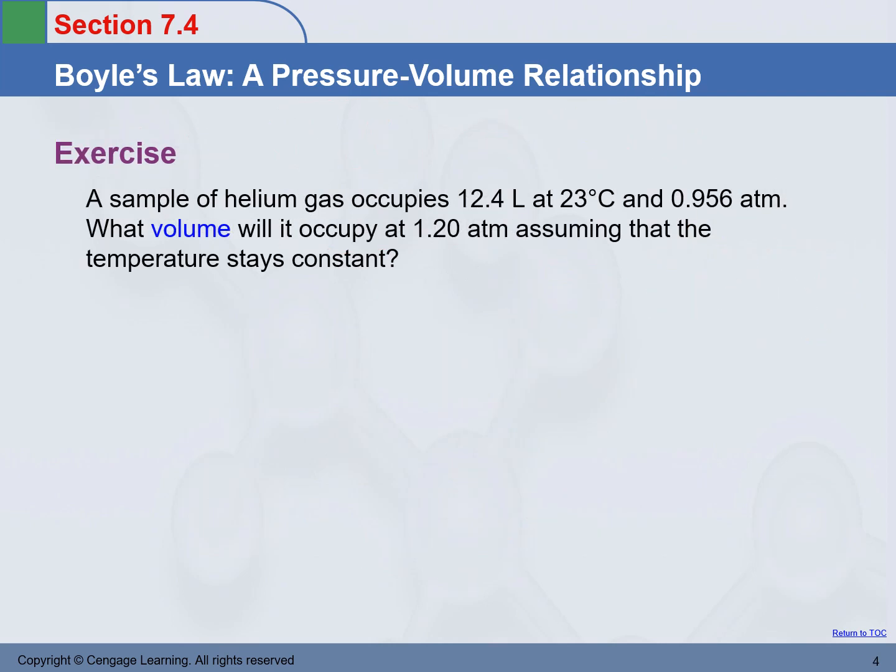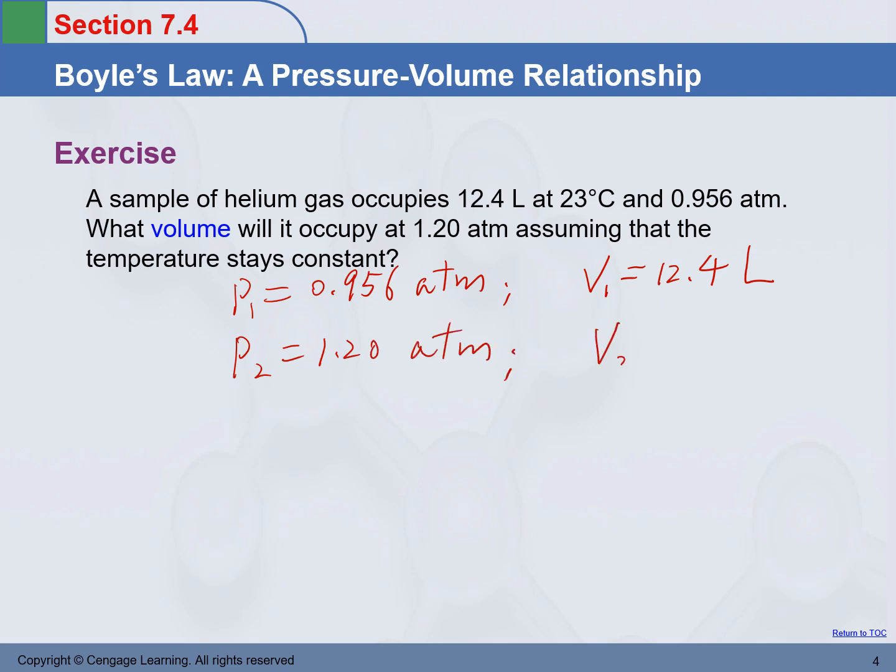Let's do a practice. A gas sample occupies 12.4 liter at 23 Celsius, and the pressure is 0.956 atm. What volume would it occupy now at 1.2 atm, assuming the temperature is not changing? All right, temperature stays constant, Boyle's law. Let's figure out at the beginning the pressure and the volume. P1 at the beginning is 0.956 atm and V1 is 12.4 liter. Later on, condition changed, pressure changed to 1.20 atm, and the question is asking you, what is the volume of the sample now?